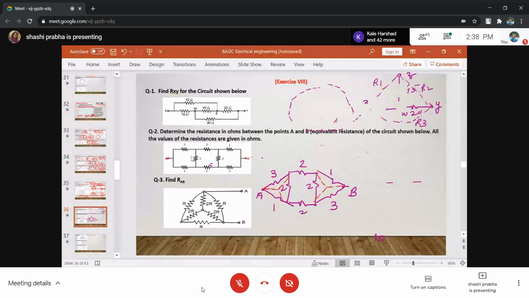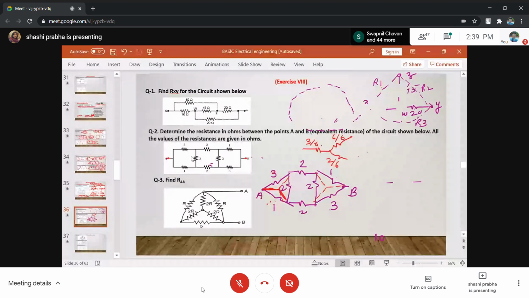what about this branch? 3 into 1 divided by 3 plus 1 plus 2. What about this branch? 3 into 2 divided by 3 plus 2 plus 1. What about this branch? 1 into 2 divided by 3 plus 1 plus 2. So what about this branch? 3 upon 6. What about this branch? 6 upon 6. What about this branch? 2 upon 6. So this is 3 upon 6. This is कितना 6 upon 6, and this is 2 upon 6, is it?